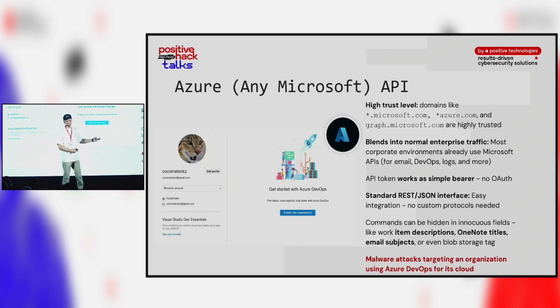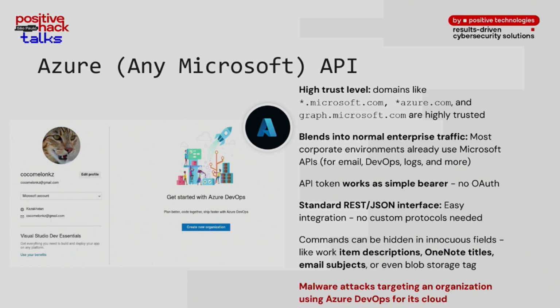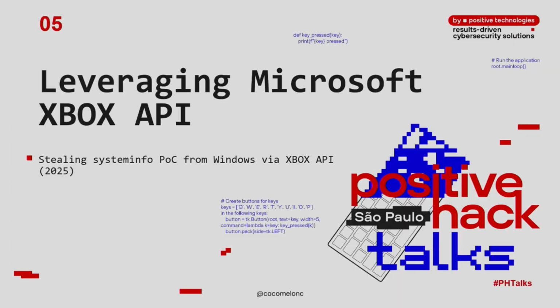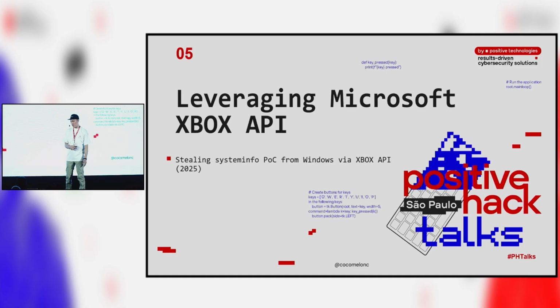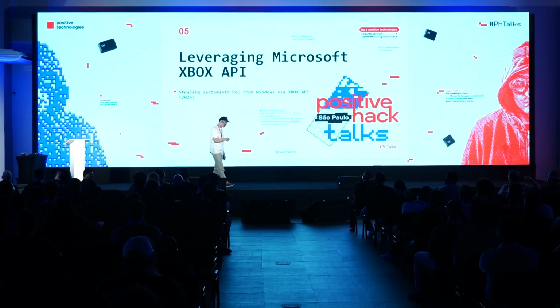For example, as I mentioned, for Microsoft, you can use targeting any organization which uses Azure DevOps or its cloud, for example. Maybe if you have a target company that uses enterprise Office or something, you can use it. If you use something like Microsoft Calendar or Teams, you also can use it. And I was wondering that even the Xbox API, you also can use it.